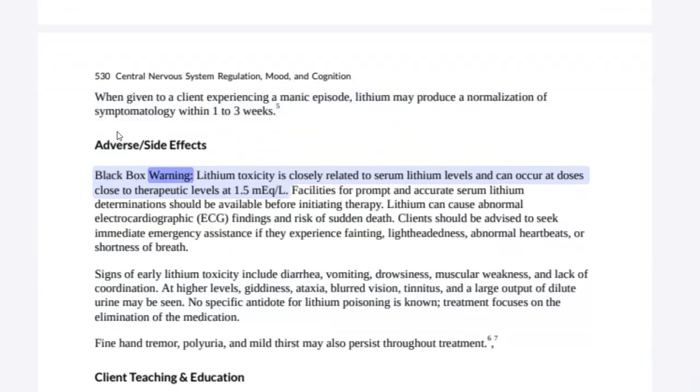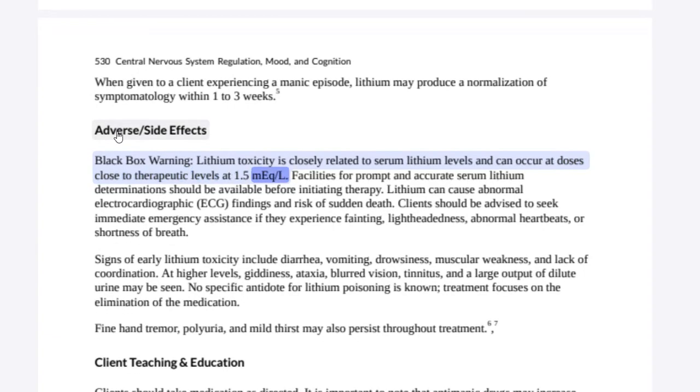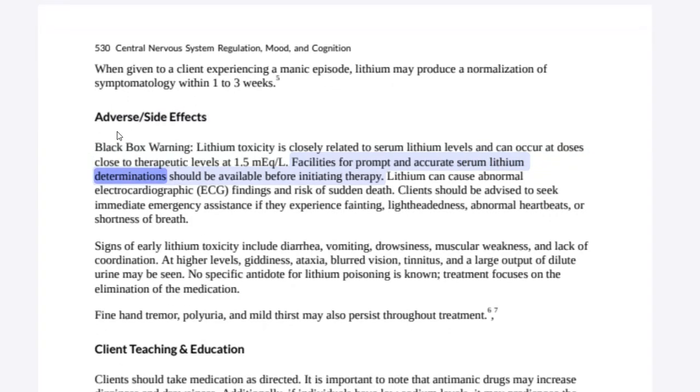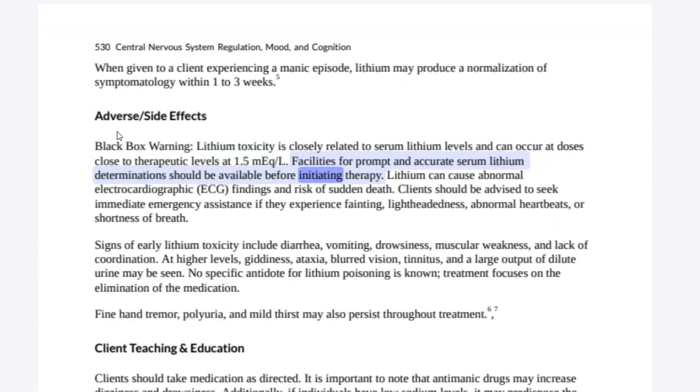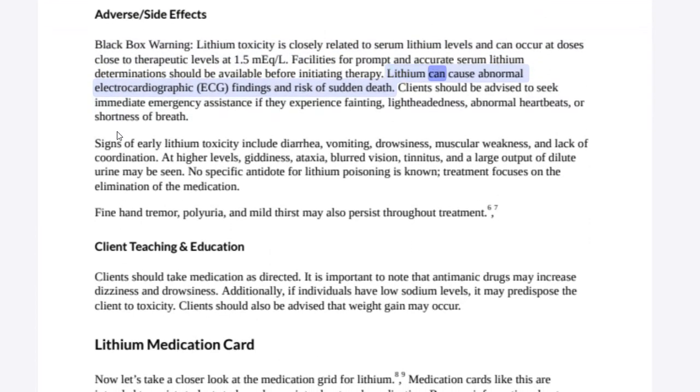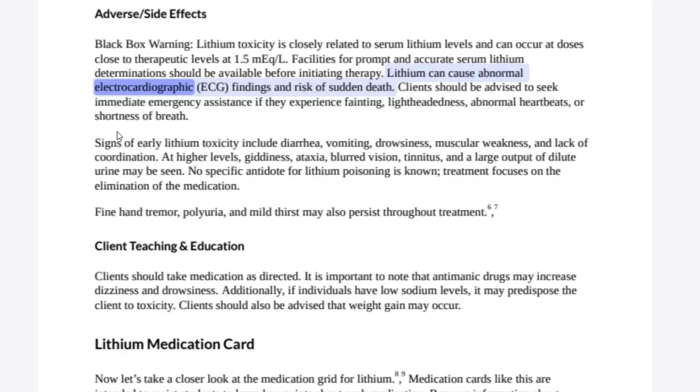Black box warning. Lithium toxicity is closely related to serum lithium levels and can occur at doses close to therapeutic levels at 1.5 mEq/L. Facilities for prompt and accurate serum lithium determinations should be available before initiating therapy. Lithium can cause abnormal electrocardiographic findings and risk of sudden death. Clients should be advised to seek immediate emergency assistance if they experience fainting, lightheadedness, abnormal heartbeats, or shortness of breath.